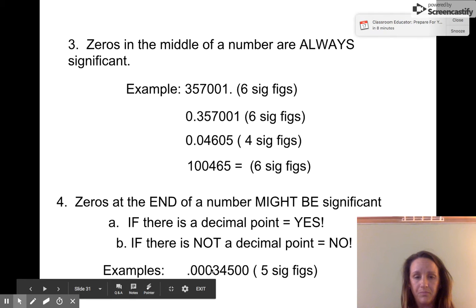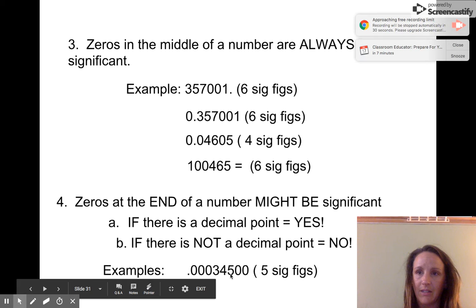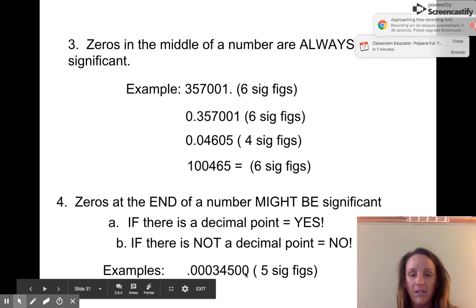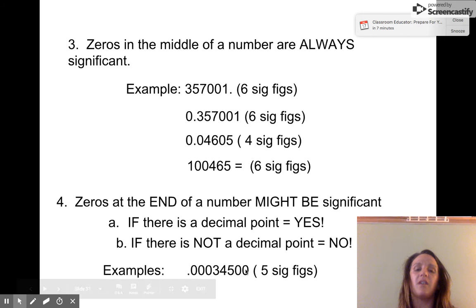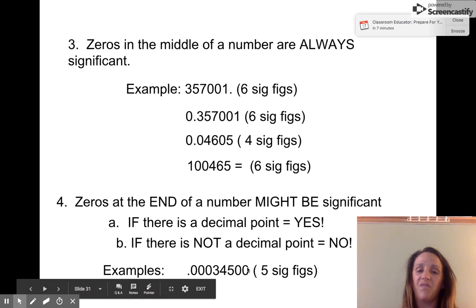So for example, take a look at these 3 zeros. They are at the beginning of the number because your first number that's not 0 is 3. So since they're at the beginning of the number, they never count. 3, 4, and 5 do. Now that's my last number that's not 0. So these 2 are at the end of a number. Is there a decimal place? Yeah. So they would count. So these zeros do not. They're at the beginning. 3, 4, 5 do because they're not zeros. And these zeros at the end do because there is a decimal point that I see. So 5 sig figs.